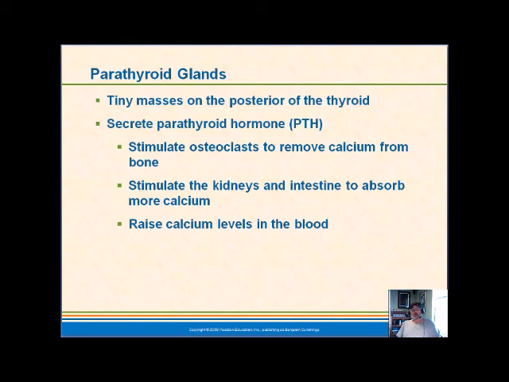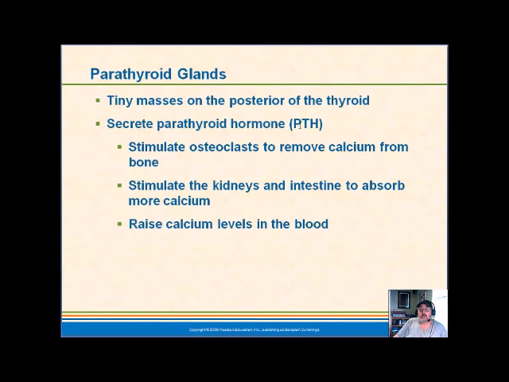So parathyroid glands, these are tiny masses on the posterior of the thyroid, not very big at all. And when people have thyroid problems, if they have surgery to remove the thyroid, they definitely want to leave the parathyroid glands. Nowadays, they will use radioactive iodine instead, which will go in and bind to the thyroid gland, but not the parathyroid gland, and it will destroy the cells of the thyroid, but not the parathyroid.